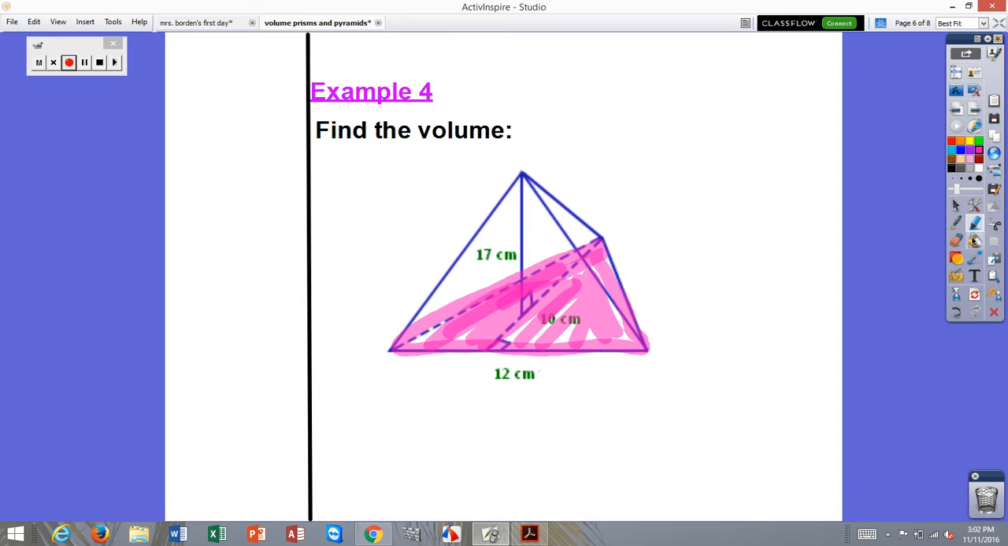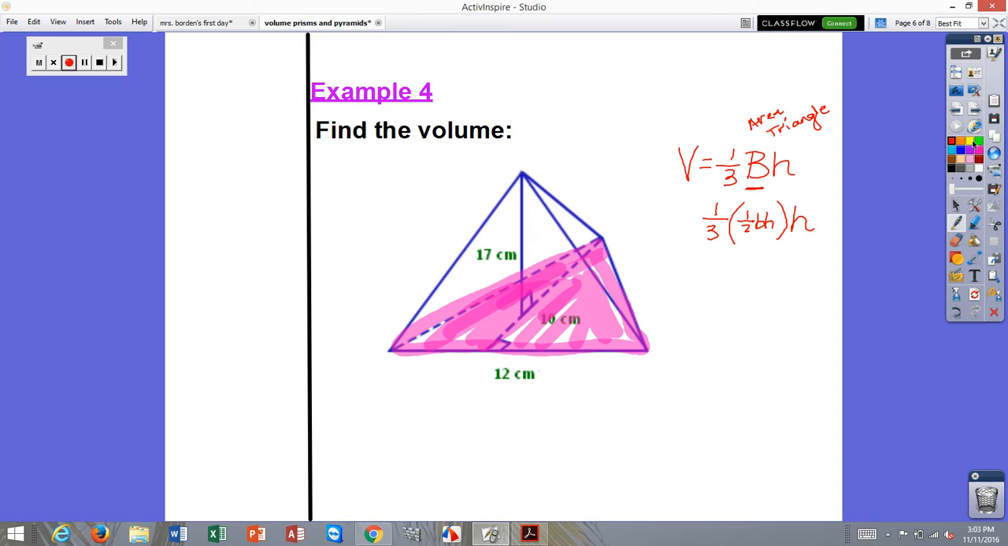Alright, so we need the pyramid formula. Volume equals 1/3 big B times height. Again, big B is the area of a triangle. So we need to look at our area of a triangle formula. So we're going to do 1/3 times 1/2 times base times height. Remember, base and height of the triangle times the height of the pyramid. So let's plug in our values.